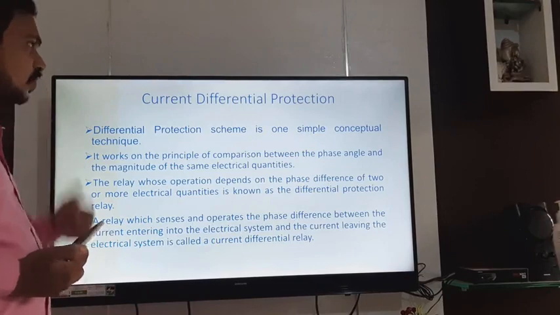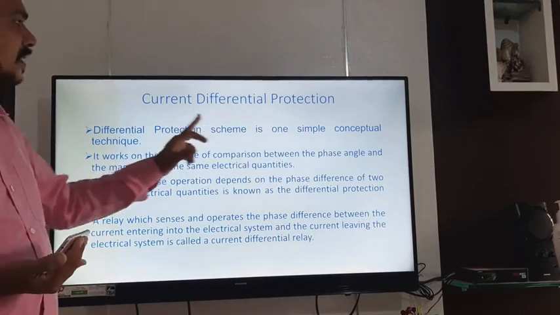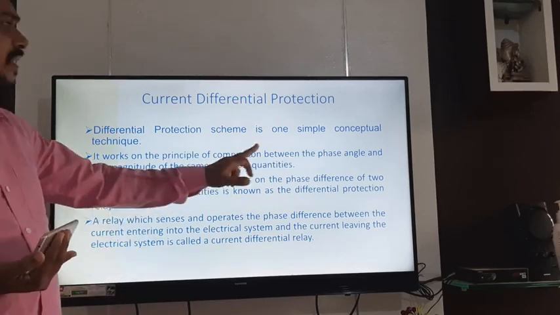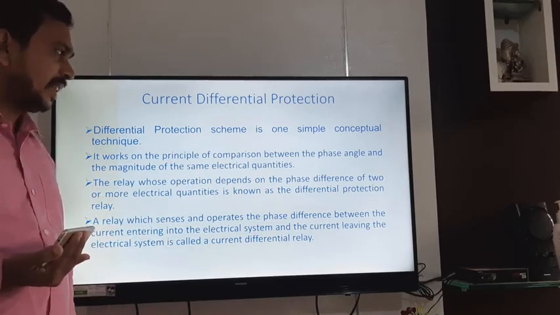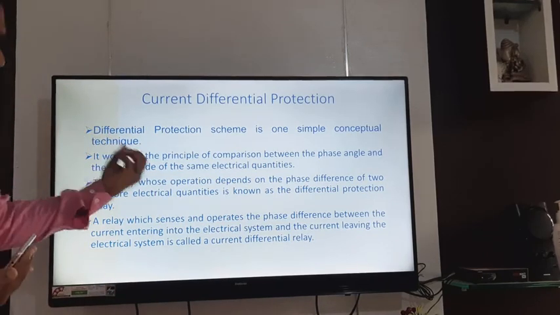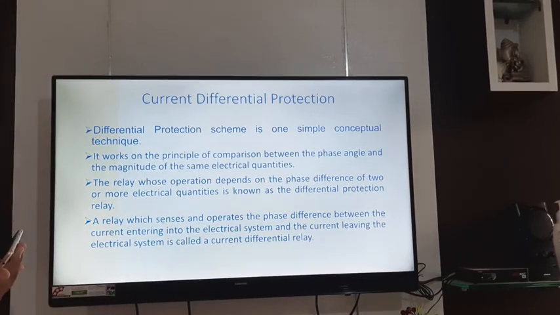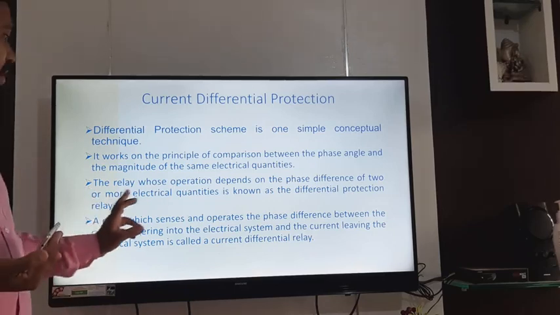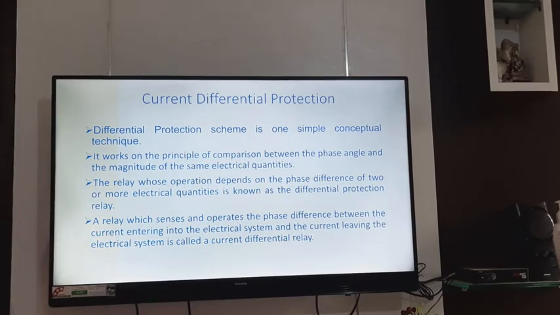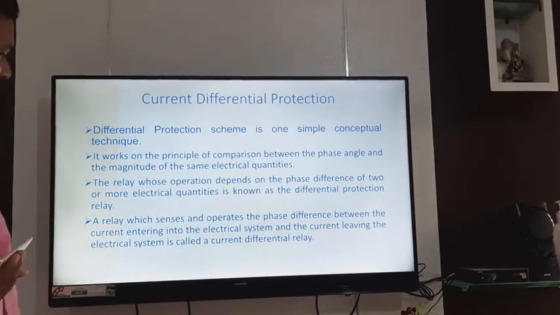It is also known as current differential protection, or the merz-price protection system. The differential protection scheme is one simple conceptual technique. It works on the principle of comparison between the phase angle and the magnitude of the same electrical quantities. The relay whose operation depends on the phase difference of two or more electrical quantities is known as the differential protection relay.